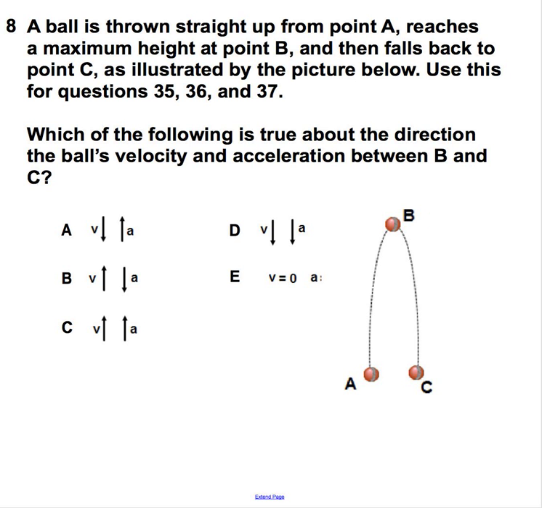How about between B and C, as it's coming down from B and going down to C? Which graph gives you the proper directions of the velocity and acceleration? Stop the tape and see if you can answer the question. Well, the answer is D. Obviously, velocity is coming down, so the velocity is going down, getting bigger as it drops down. And as we said before, acceleration is always down.